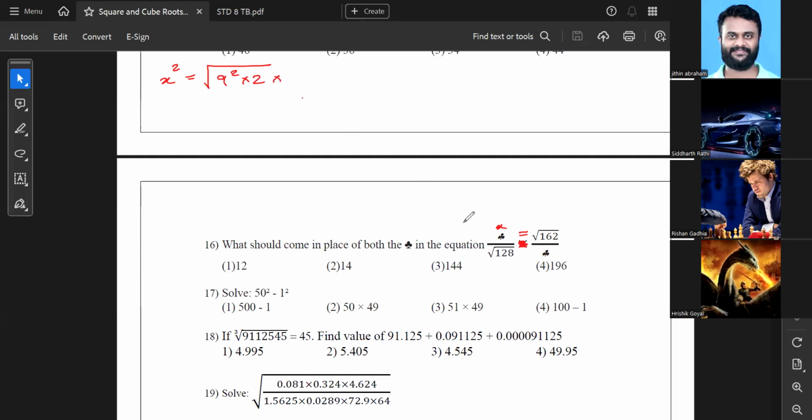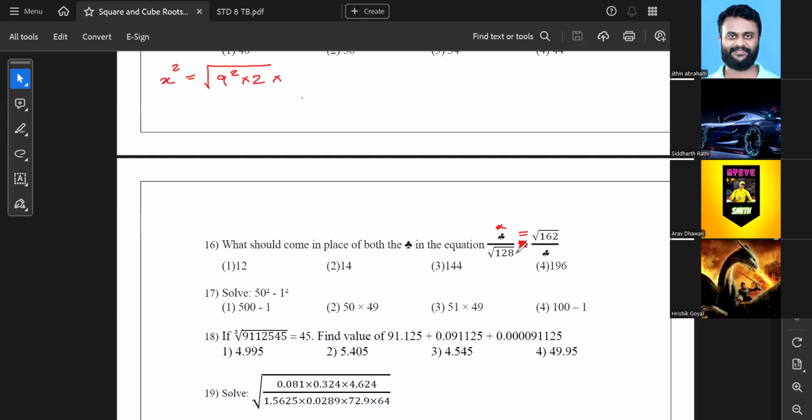Obviously, 2 को एक pair चाहिए, तो 128 में से 2 निकालने पर 64 बचेगा. 2 into 64 is 128, like this is the logic to remember. 64 is 8 square. So 128 is 2 into 8 square. So now we have 9 square, 2 square, 8 square.